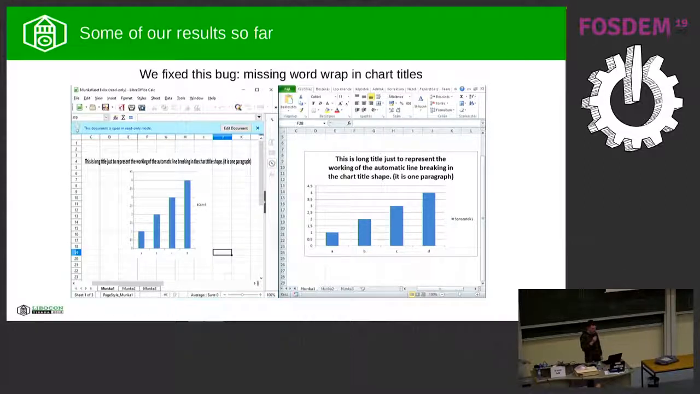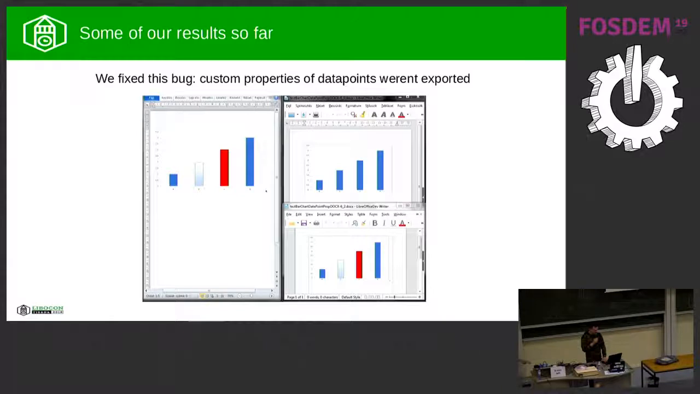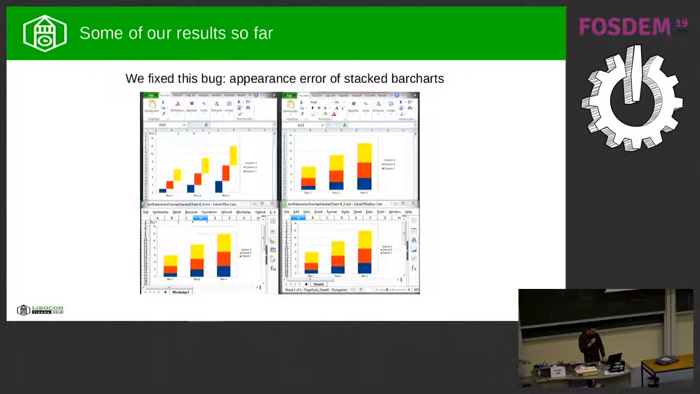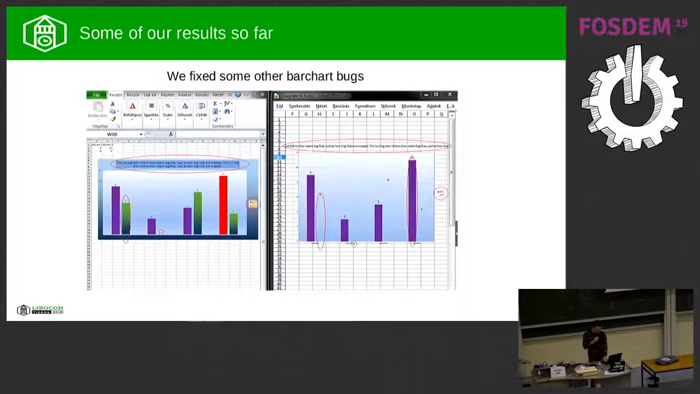Some of our results so far, for example, we fixed some word wrap error in the chart titles. We are talking about OXML export or import, docx or xlsx, such files. This is about custom properties of data points. This was an export bug, some appearance bug, and some other bugs about bar charts. Of course, we have fixed some bugs so far, but those will be presented in the next LibreOffice conference. I'm sorry.